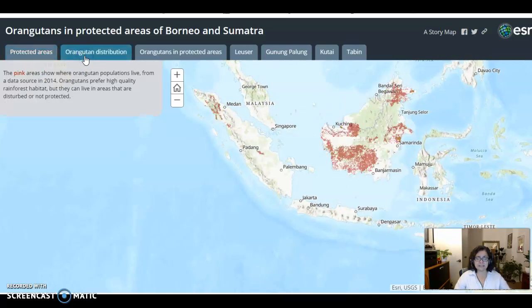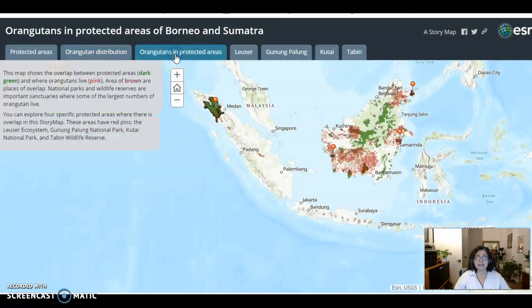How the orangutans are distributed is represented by the pink color here, and we can see these are the locations that orangutans are at. And we're going to look at the orangutans in the protected areas, which are represented by the brown, okay? So it's all of these areas where there is an overlap between where the orangutan lives and the protected area. Remember, protected areas were in green, where they were living was in pink, and the brown area is where that pink and green meet.